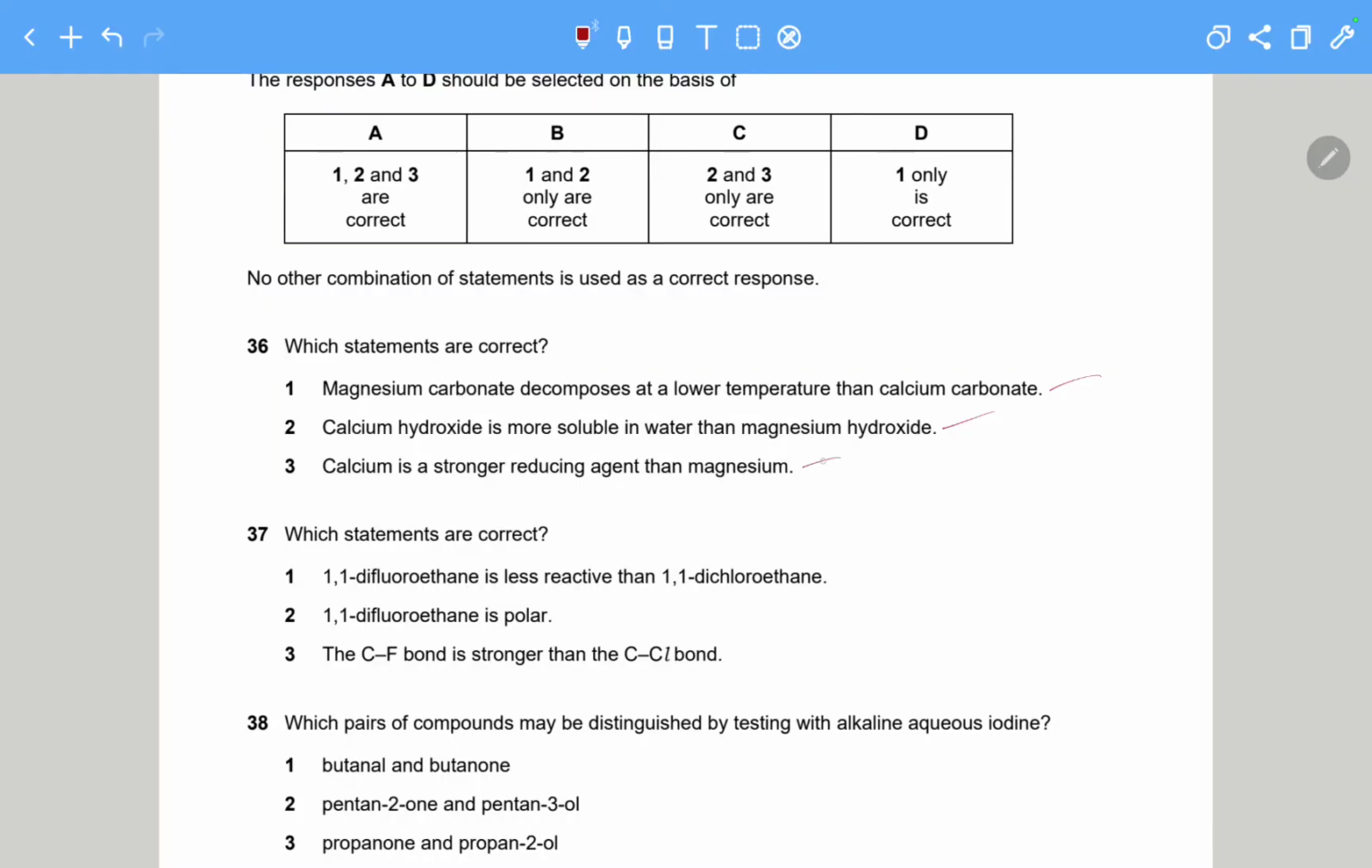That is correct as well, because calcium will form Ca2+ ions more readily than magnesium will form Mg2+ ions, because calcium's valence electrons are further from the nucleus than magnesium's valence electrons. So calcium is a stronger reducing agent because it will oxidize more readily itself when it reacts, and therefore all three options are correct. Answer is A.